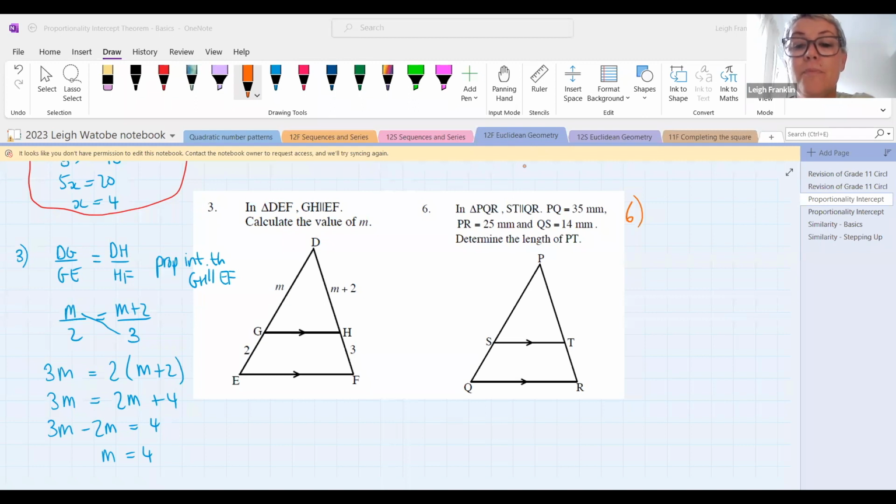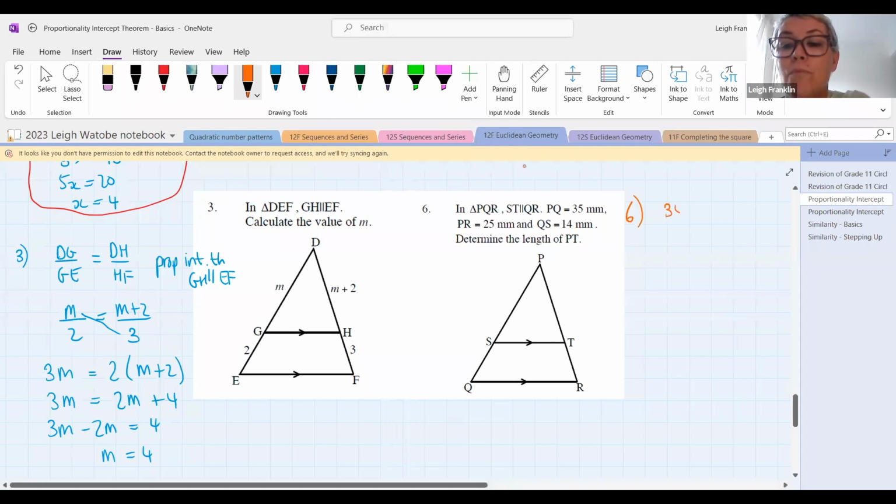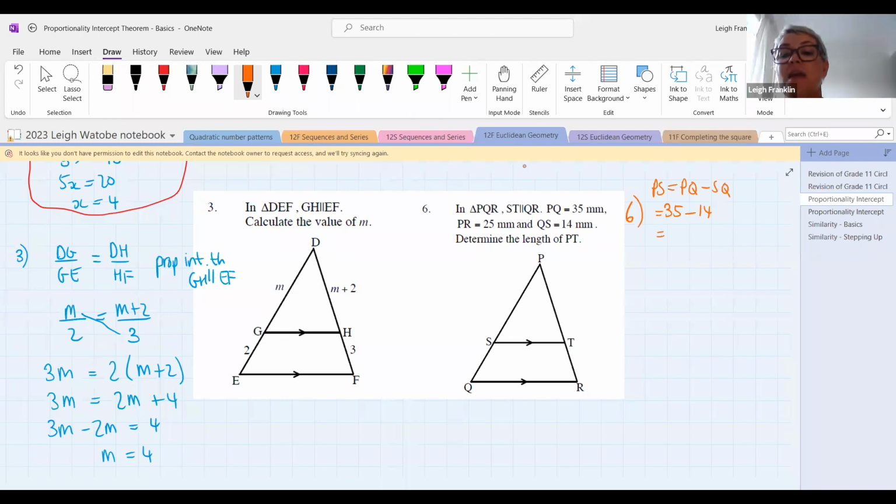I said 35 minus 14. What were you calculating when you did that? PQ minus SQ. There we go. Lovely. Okay, fantastic. And then there you would have obviously ended up with 21. Lovely. Okay, fantastic. Keep going.